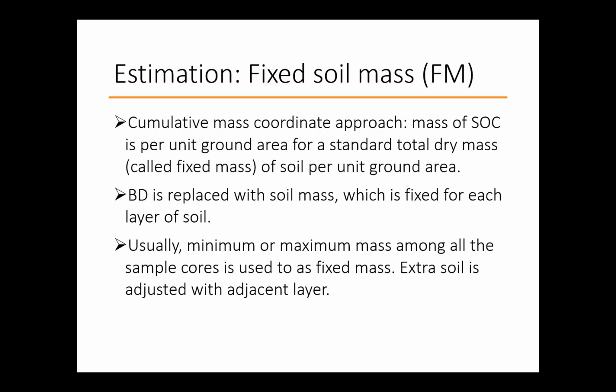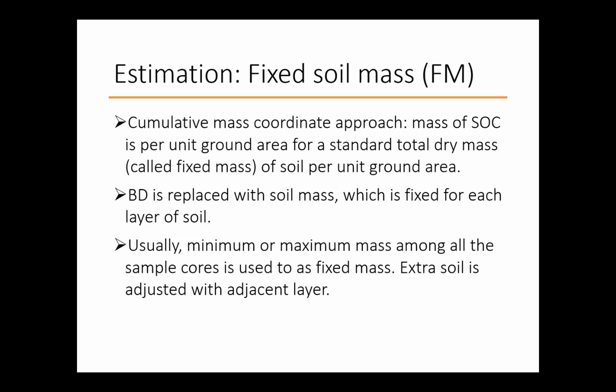Determining a genetic horizon really depends on the person's judgment while collecting the sample, because sometimes the horizons are not abruptly demarcated. Sometimes it's a gradual change. So then you can take different cores and use a minimum or maximum mass of soil from these cores, and I will explain it in the next slide.